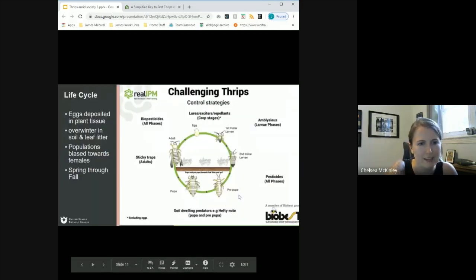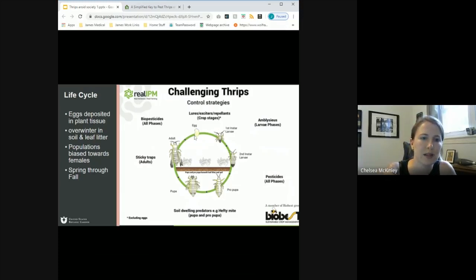All right, their life cycle. I know some of you are excited to learn about this. So we'll start with the egg stage, because, you know, we start with the chicken or the egg. Let's start with egg. They are deposited inside of the plant tissue, which is one of the reasons why thrips can be so difficult to control. You can't spray the eggs. They're just hanging out in the tissue until they hatch.